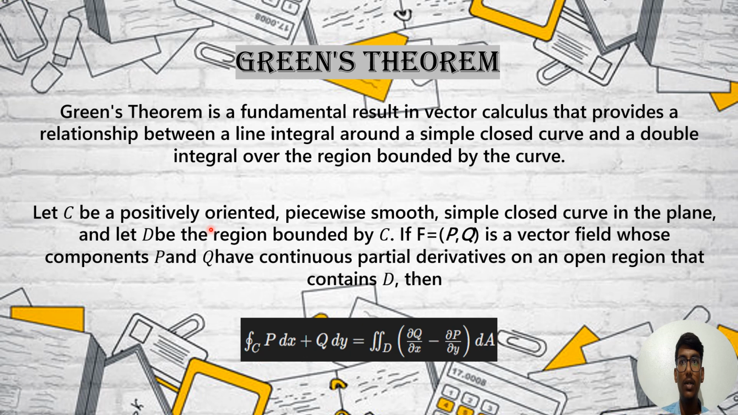Let C be a positively oriented, piecewise smooth, simple closed curve in the plane, and let D be the region bounded by C. If F equals (P, Q) is a vector field whose components P and Q have continuous partial derivatives on an open region that contains D, then the line integral of P dx plus Q dy is equal to the double integral of ∂Q/∂x minus ∂P/∂y dA.